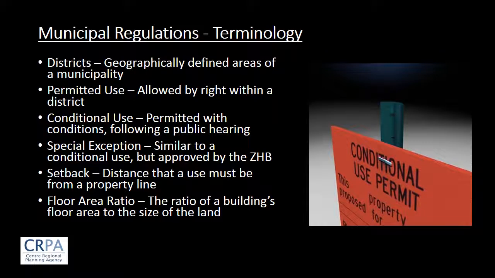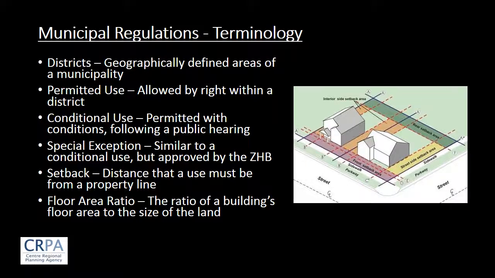Zoning districts can permit uses either outright, by condition, or as special exceptions. Permitted uses are those that can be established without any special approvals. A conditional use requires a hearing and will generally have conditions attached to its approval. Conditional uses are typically those that may have greater impacts on the community but can be mitigated through extra regulation. Special exceptions are similar to conditional uses except that they are approved by the zoning hearing board.